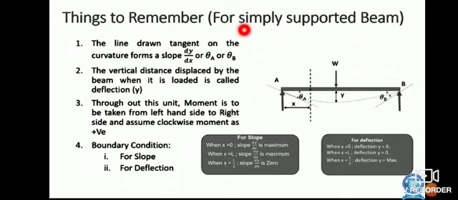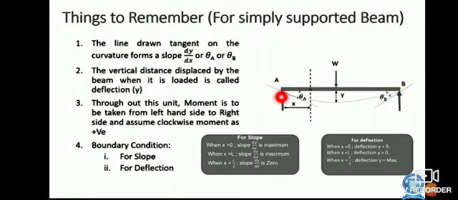Next, things to remember for a simply supported beam. The line drawn tangent to the curve gives the slope dy by dx, or theta A or theta B. You can see the diagram. The tangential line is drawn on beam AB. The tangential line at B is drawn, touching the curve y, the bending moment curve.